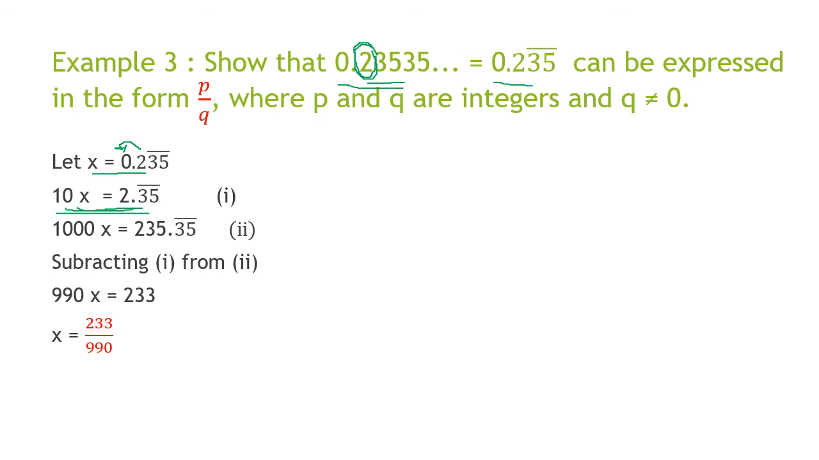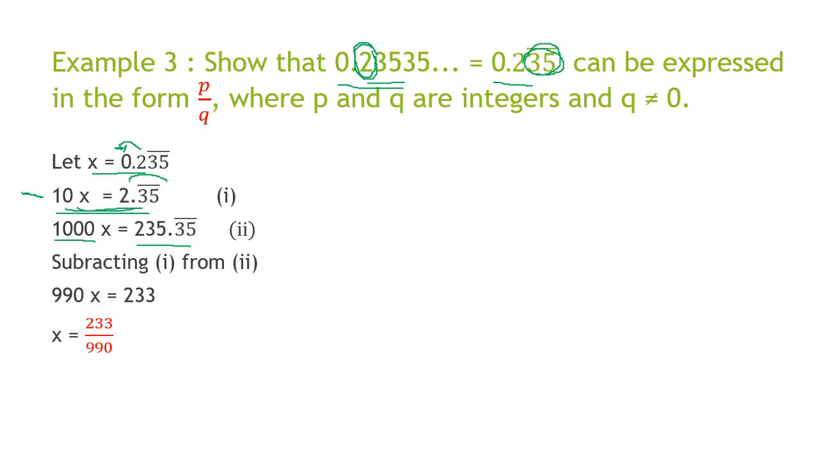Okay. Now how many digits are recurring? You can see 2 digits are recurring. So first one digit was for the non-recurring, now 2 digits are recurring. So I multiply this 10x with 100. So when I multiply 10 by 100, it becomes 1000x. And now 2 more digits come before the decimal point. So now we have 235.35.